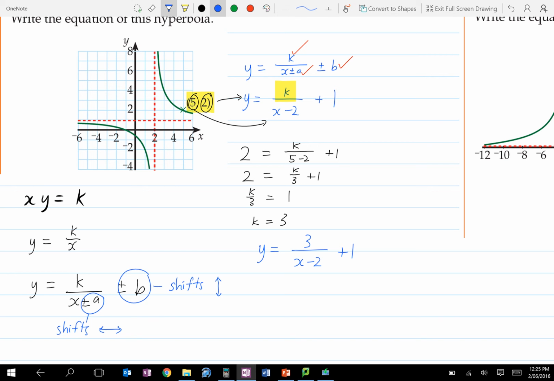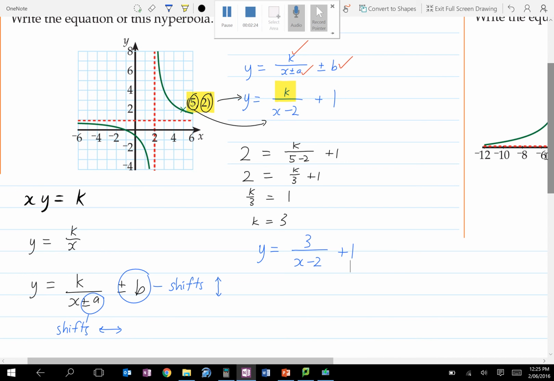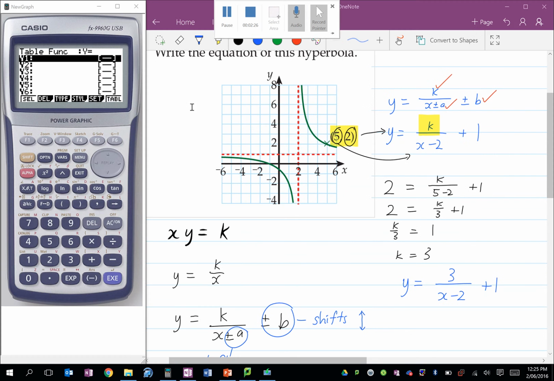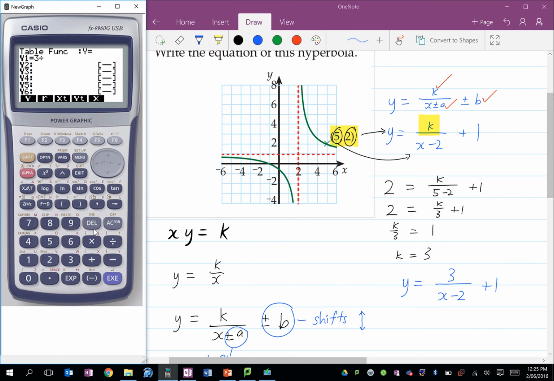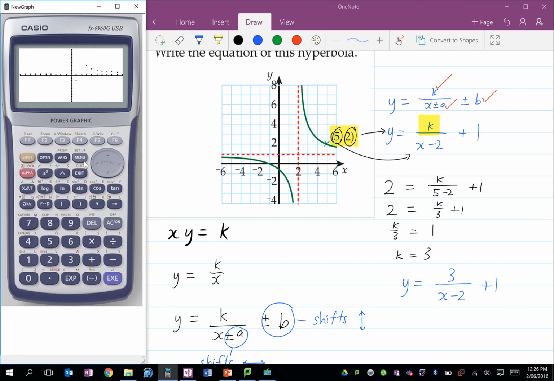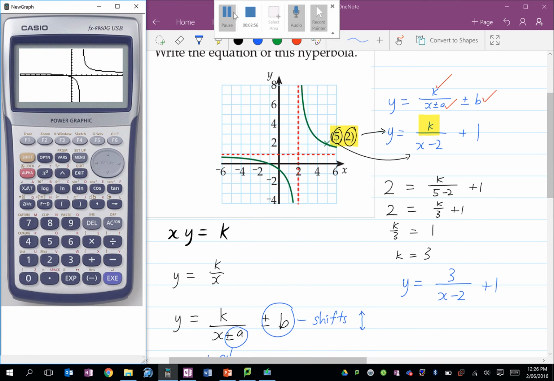Now if you want to just check that you're correct, you've always got your calculator to fall back on as well. So let's put this in and see if it makes sense. So I've got 3 divided by x, that should be minus 2, and then plus 1. And we'll actually put that on a graph so we can see it. Okay, so we can see we've got an asymptote that's above the x-axis there, and another one to the left, so that looks to be around about right.